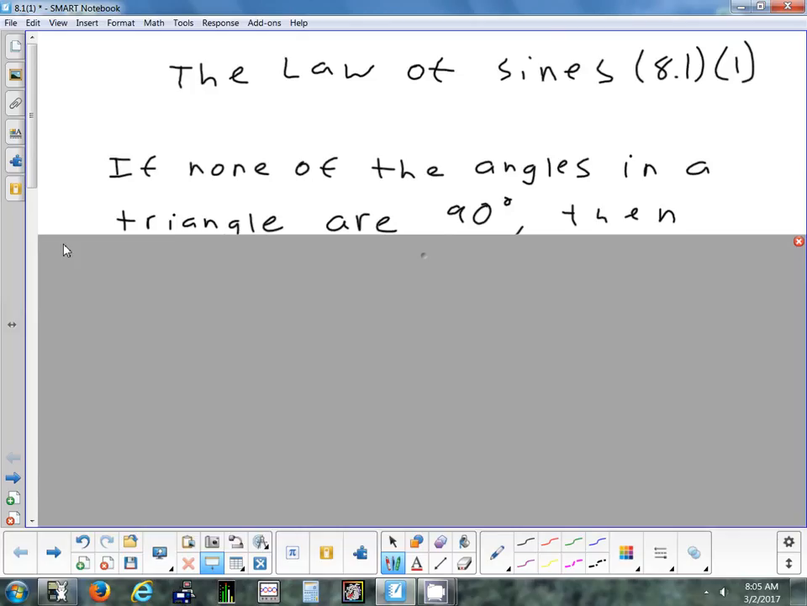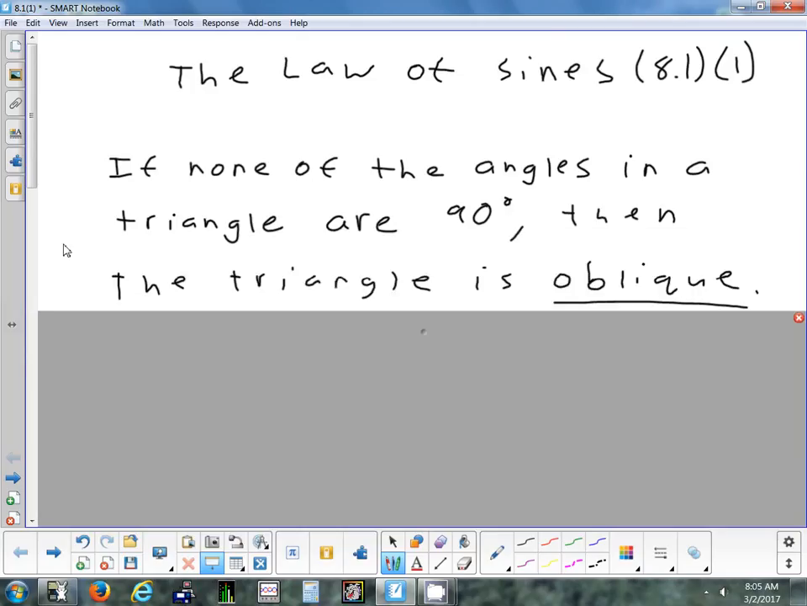The other thing you can use with right triangles is SOHCAHTOA. Because if you have a 90, what's across from it is the hypotenuse. So we can do opposite over hypotenuse and adjacent over hypotenuse stuff. Well, if you have a triangle where none of the angles are 90, we can't use the stuff we already know. We're going to do something different. And the name of a triangle that's not a right triangle is an oblique triangle.